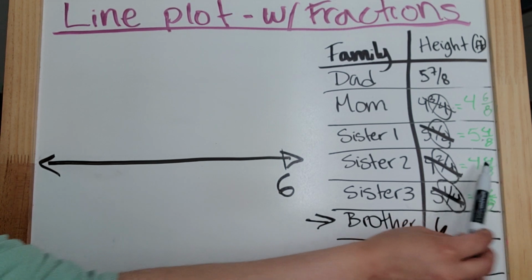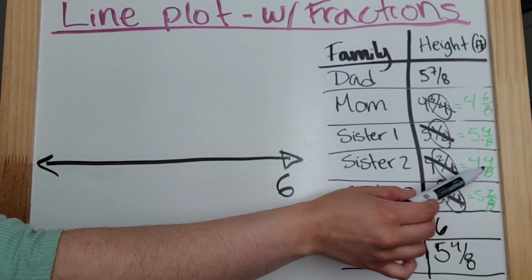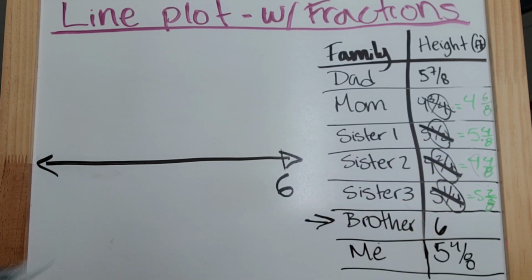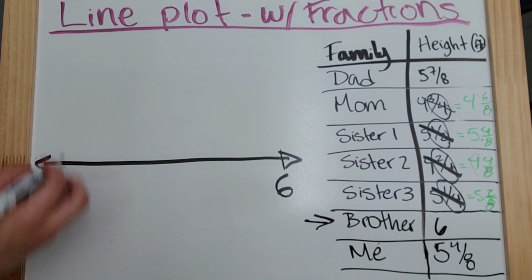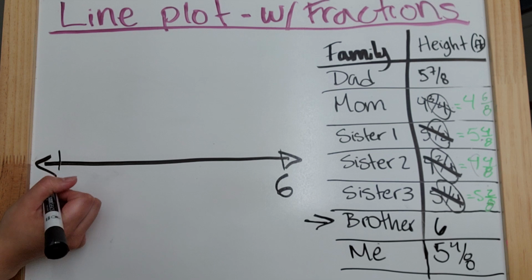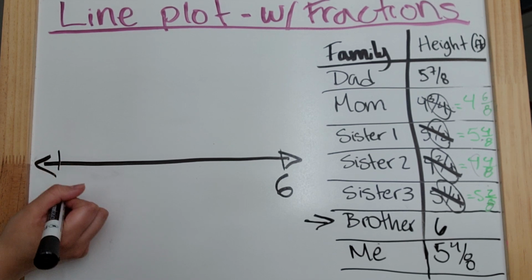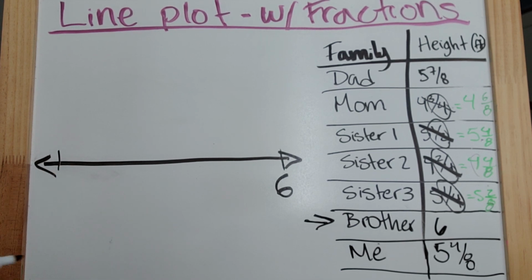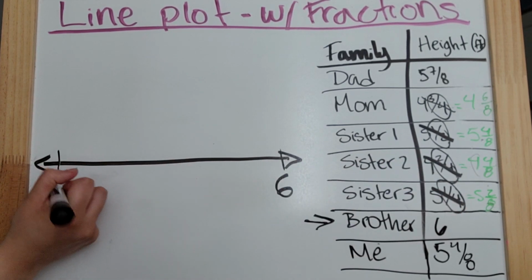So this is actually the smallest, but it doesn't really matter because for that you look at the whole number, and you do not want to actually put 4 and 4/8 in here. You want to go with the whole number. So I'm going to put 4.